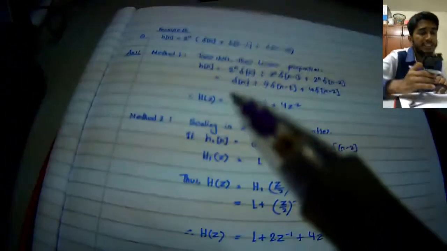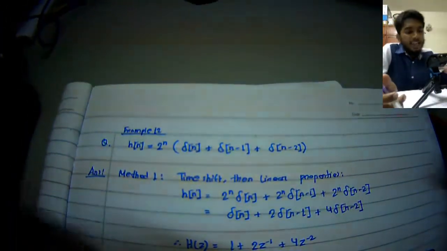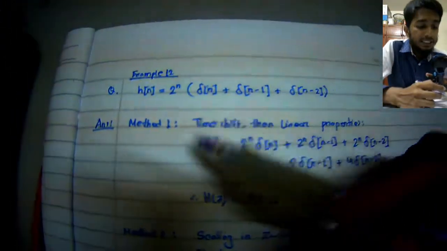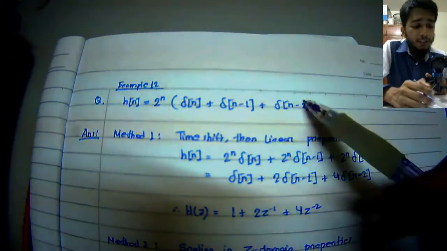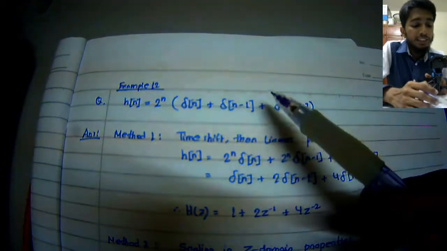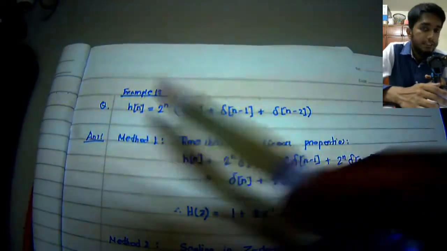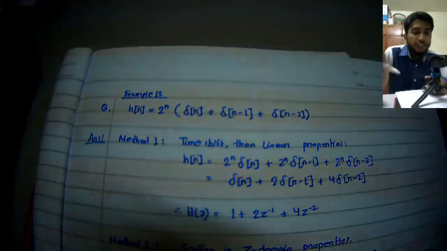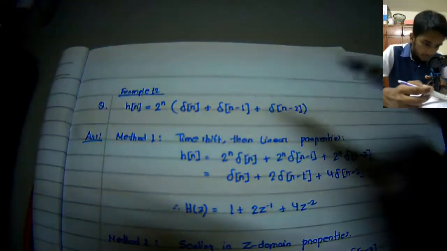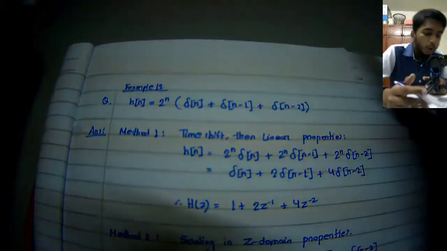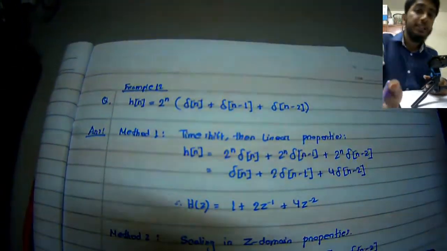Now this was a clear-cut example, but consider example number 12. In this one, it's still simple, but they have used some other factors as well. In example number 12, you will see that the question has a function, has the linearity properties inside, but the multiplication of the scaling is outside. So the scaling happens for all. So we can use two different methods for it. One, we do time shifting, then do linear properties, or we just scale the whole thing in the z domain.